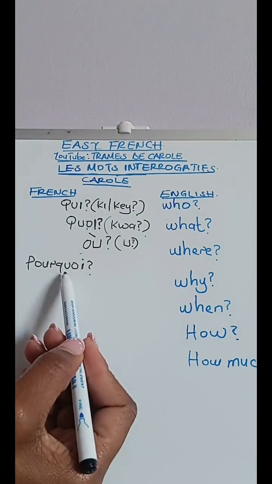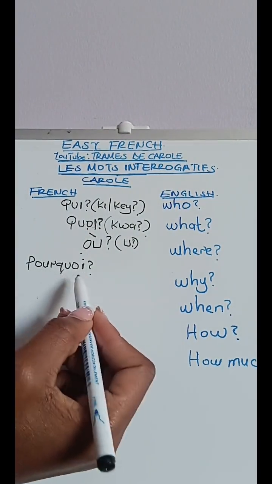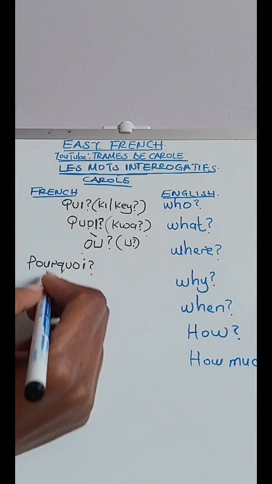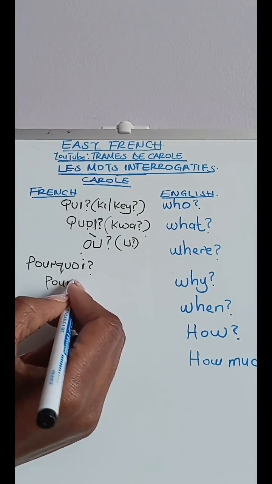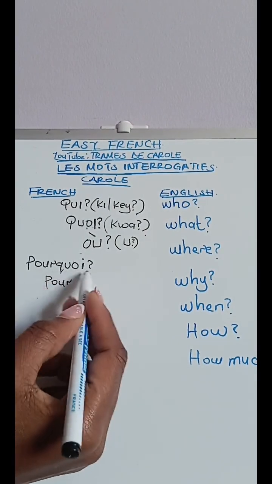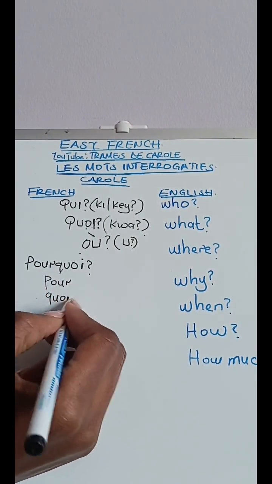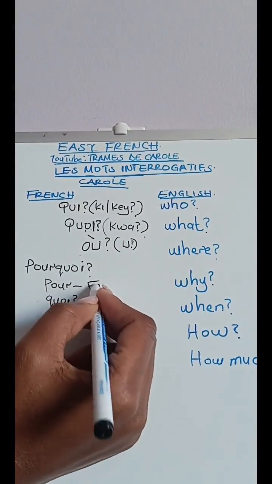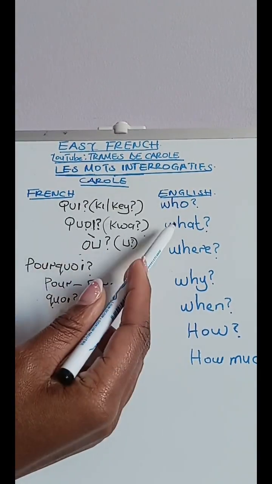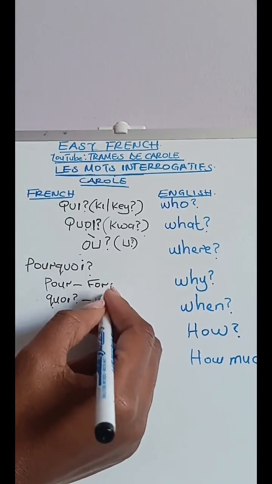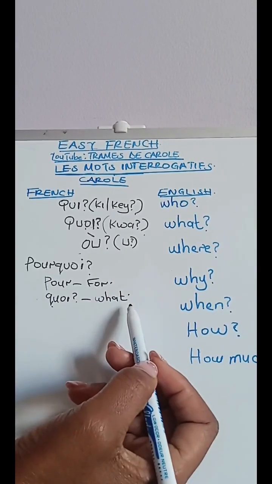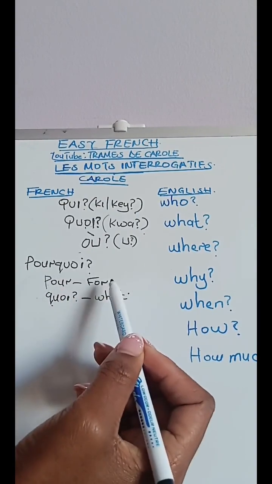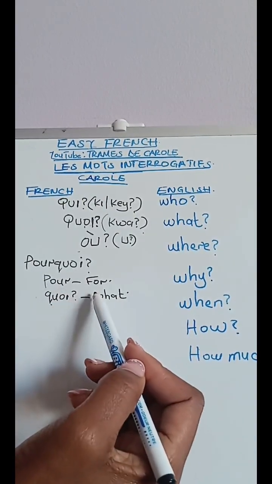So why is written as pourquoi. This is a Q, d'accord? So it is made up of two words, comme vous pouvez voir ici. So we have pour, and we have quoi, which basically means, pour means for, quoi means what. So basically it means for what, I mean why, for what, pourquoi, why, pourquoi, d'accord?